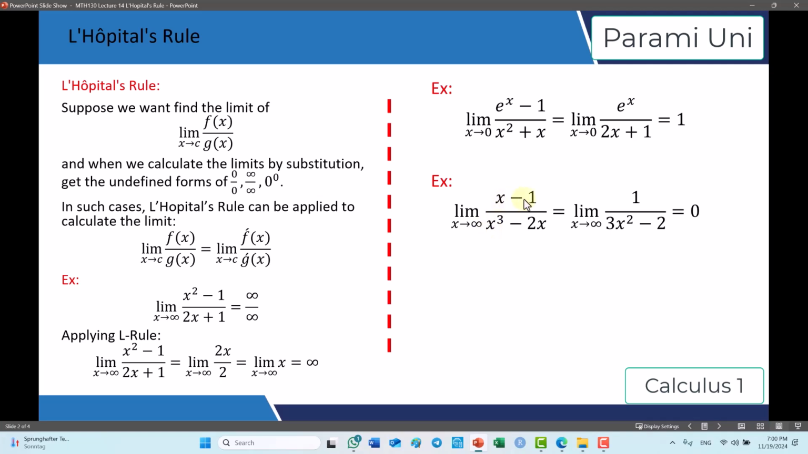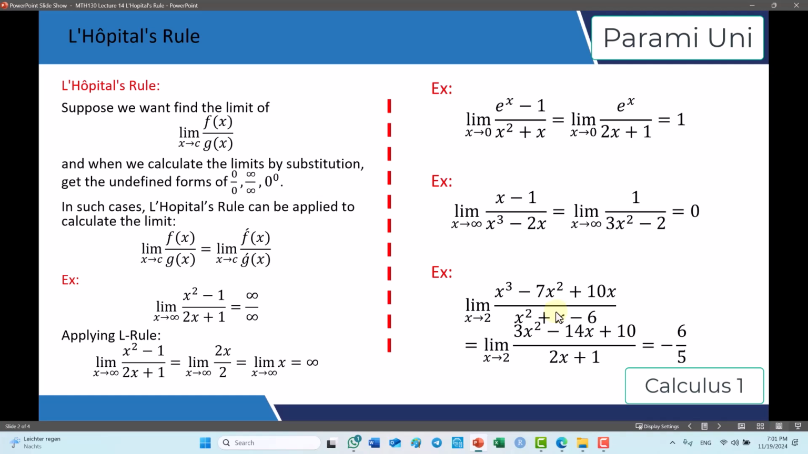Take another example of x minus 1 divided by x to the power of 3 minus 2x. As x approaches infinity, as you substitute, you get infinity over infinity. But applying L'Hopital's rule, we get the first derivative of the numerator to be 1 and the first derivative of the denominator to be 3x squared minus 2, and if you substitute infinity now, you get 1 over infinity, which is 0.